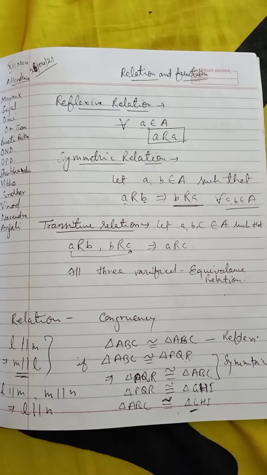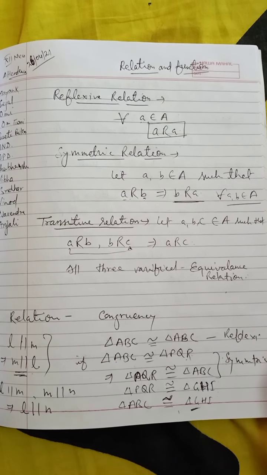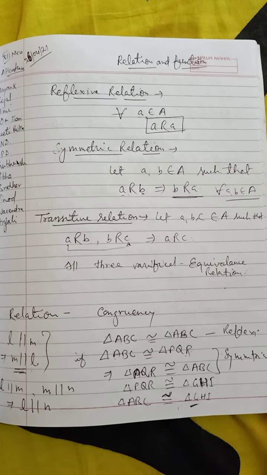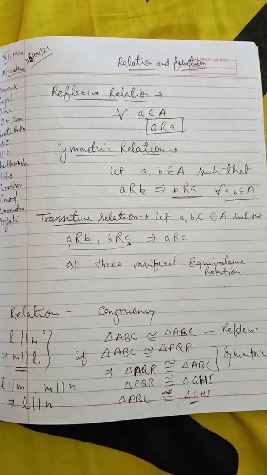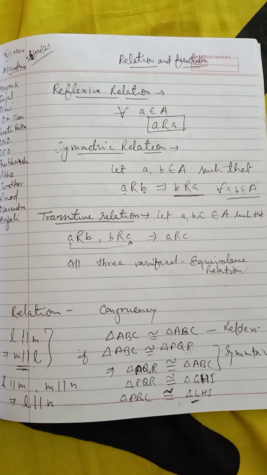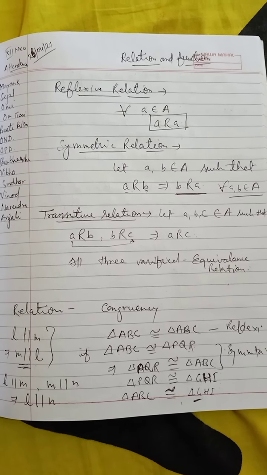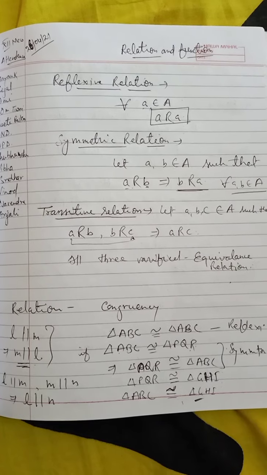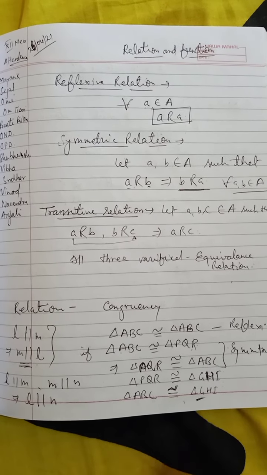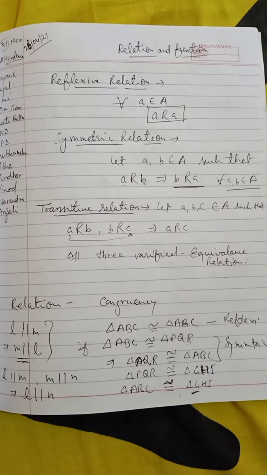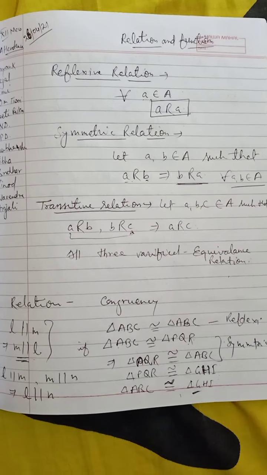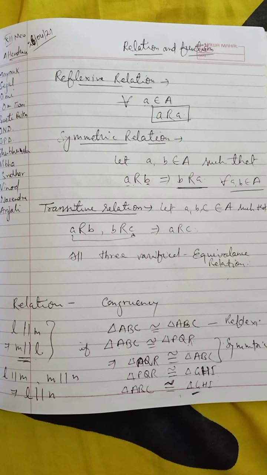What is the relation? Relation means if we are given two elements, a relation must be defined, such as, for example, brother, sister, father, mother. So there should be two elements. If we have two elements, then we can define the relation between these two. Okay, so what is the relation?